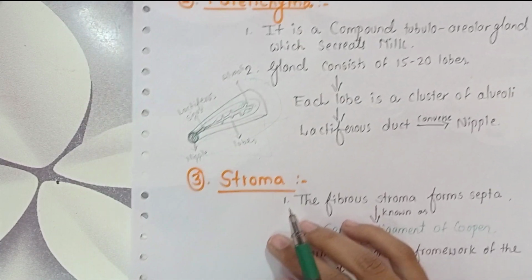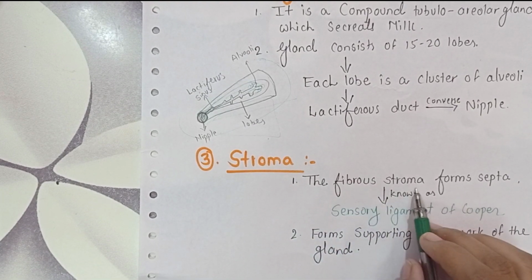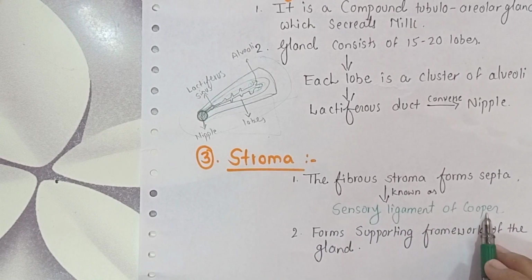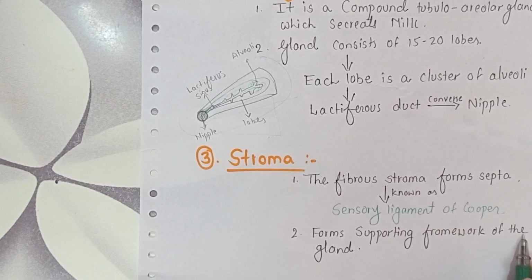Now the next subheading is stroma. The fibrous stroma forms septa, which are known as the suspensory ligaments of Cooper. It forms the supporting framework of the gland.